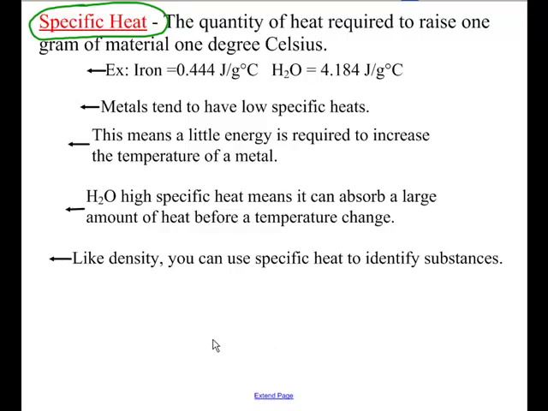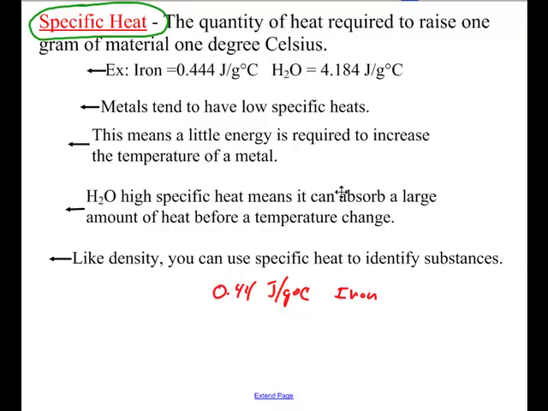So if I figure out how to find the specific heat of a material and I get a value like what we have up there, about 0.44 joules per gram degree Celsius, I can be pretty sure that substance is iron. And we're going to do a lab where we end up doing that. So specific heat is a real useful tool in identifying unknown materials.